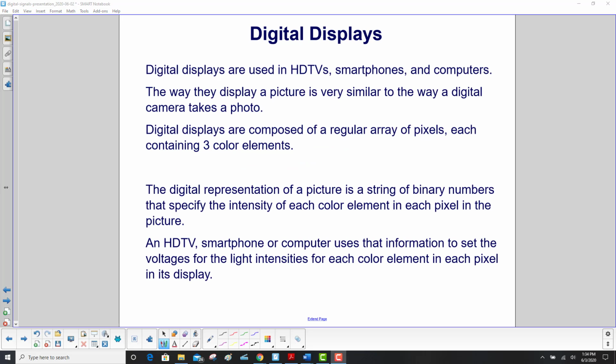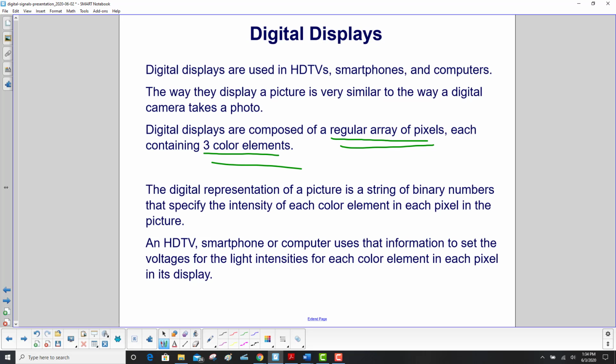Digital displays, which are used in HD TVs, smartphones, and computers, the way they display a picture is very similar to the way a digital camera takes a photo. The displays are composed of a regular array of pixels, each containing 3 color elements, red, green, and blue. The digital representation of a picture is a string of binary numbers. It specifies the intensity of each color element in each pixel.